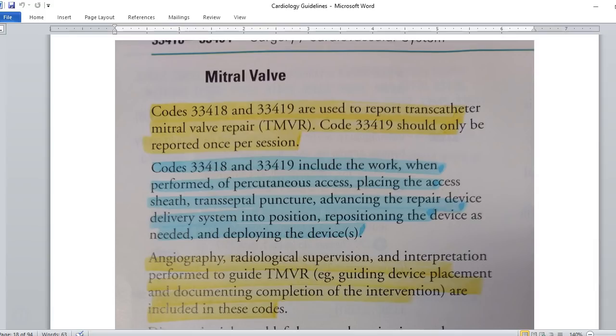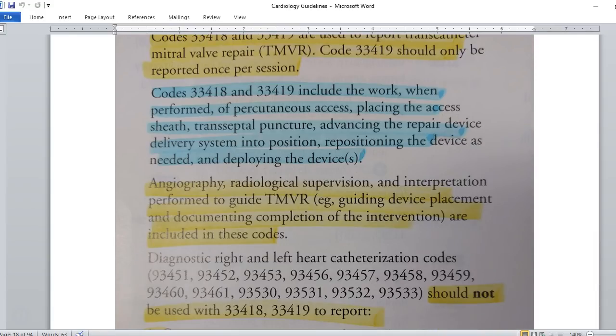Now for the mitral valve, again, very, very similar guidelines. These are called TMVRs. And the biggest thing that they tell us is 33419 should be reported only once per session. So that's important to know. So it tells us that these codes 33418 and 33419 include the work, when performed, of percutaneous access, placing the access sheath, transseptal puncture, advancing the repair device delivery system into position, repositioning the device as needed, and deploying the device.